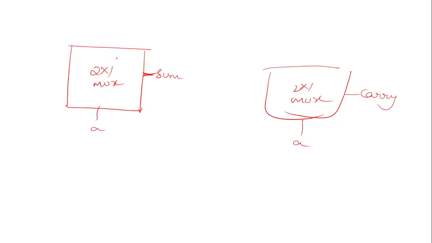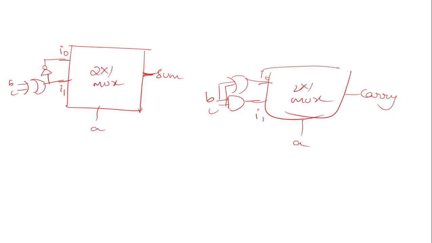For sum, what we are going to do: it has I0 and I1. For I1 we are going to give the XOR. So B and C will be the input. Here it goes to the NOT gate and we give that to I0. So here also I0 and I1. For I1 we are going to give the AND gate. For the same B and C values we are going to give the OR gate here for I0. So this is the concept we are going to do.